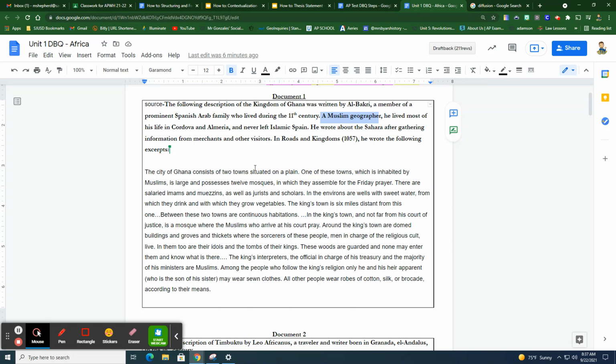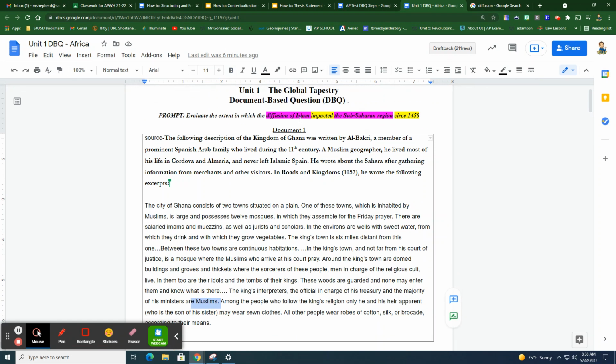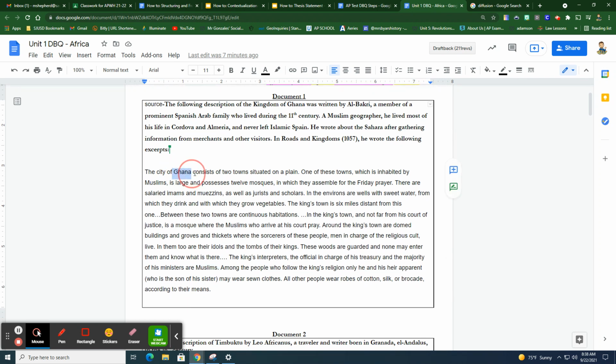When he's there in Ghana, he notices that all the ministers, the king's interpreters, the officials of his treasury, they're all Muslim. Okay, does that show an impact of Islam in the sub-Saharan region? Yeah, because Ghana is where? In the sub-Saharan region. So that is something I would jot down in the margin right here. I would say Islamic influence in the courts around the king, the spread of religion, because it talks about mosques. Okay, that's another main idea right there.